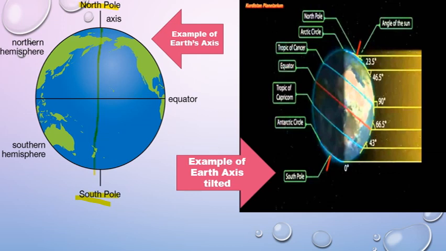The axis is tilted at an angle of 23.5 degrees. Here is the axis. When the Earth revolves, it stays tilted at an angle of 23.5 degrees at the pole, which is 66.5 degrees to the plane of the Earth's orbit. As the Earth rotates, it causes day and night, which we learned in the previous class.